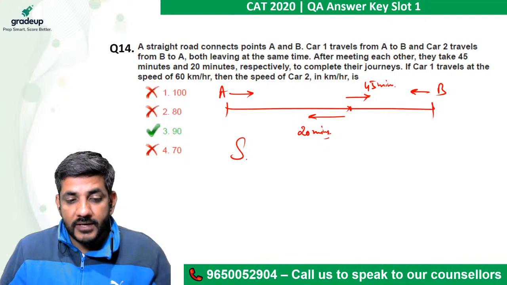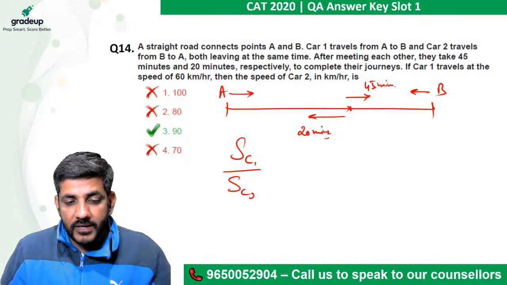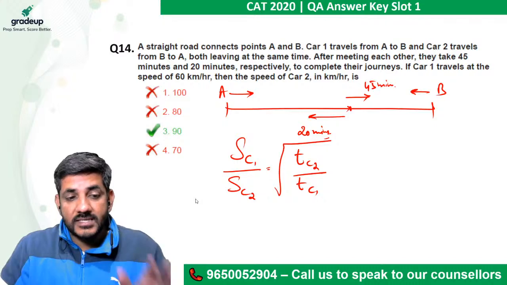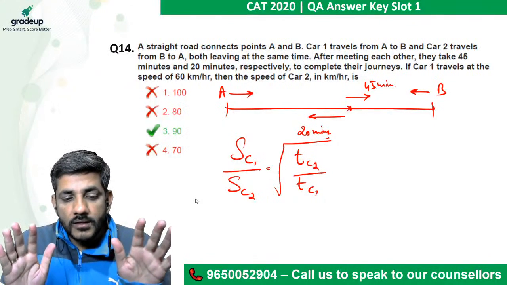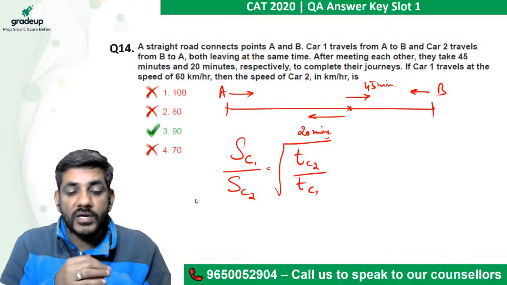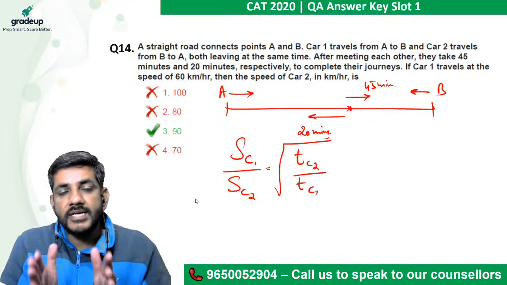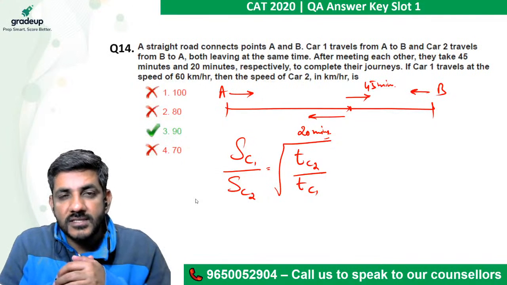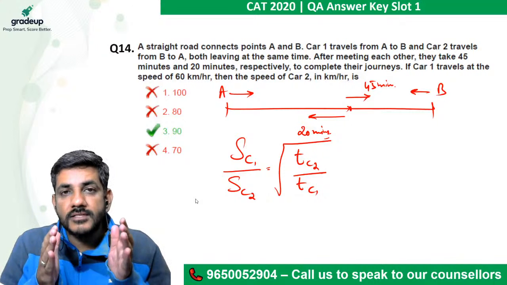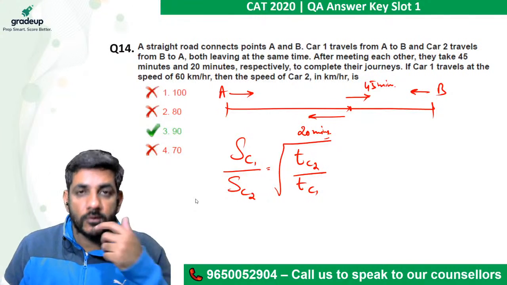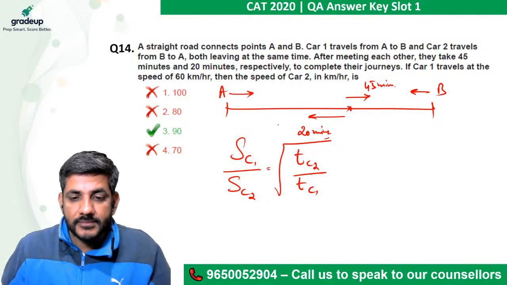In that case, the speed of car 1 to the speed of car 2 is the square root of the time of car 2 upon the time of car 1. That's a direct rule. People who have prepared for CAT must be knowing this: if two objects meet at a point and after meeting they take certain time to reach their destinations, then the ratio of their speeds is the square root of the inverse ratio of their times. Reciprocal of their times, square root.